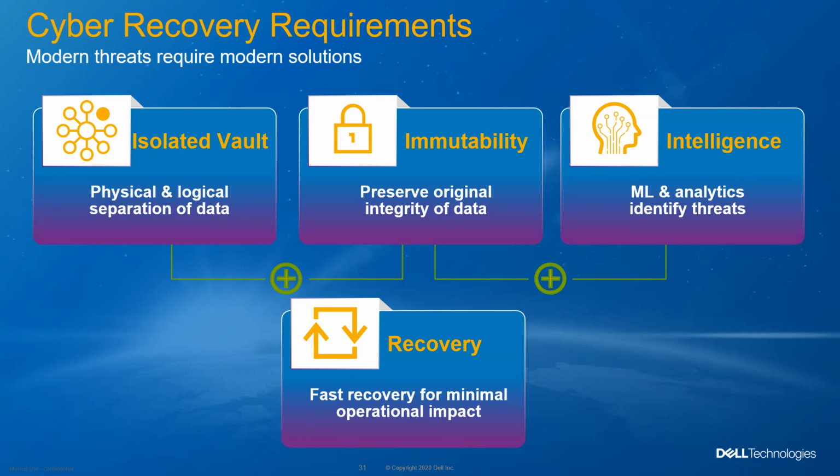It can't be changed. You have to have some form of intelligence to be able to analyze the data for ongoing threats. So what often happens is that a threat will happen or an attack will happen, but you will not become aware of that threat until a later point in time. What you can do within the cyber vault is look for common threats, and that's what the intelligence part of the requirement satisfies. And then obviously you have to be able to recover from the cyber recovery vault.